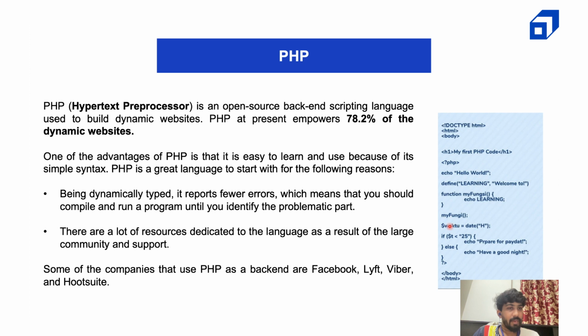This is how you create a variable in PHP. You put a dollar sign and put the variable name. So date is h, and if $t is less than 25, echo prepare for payday. If not, echo have a good night. This is just a sample code. Please do not make any sense out of this. It's just to show you how PHP looks. Companies like Facebook, Lyft, Viber, and Hootsuite all still use PHP and it is in their tech stacks. So PHP is one language.